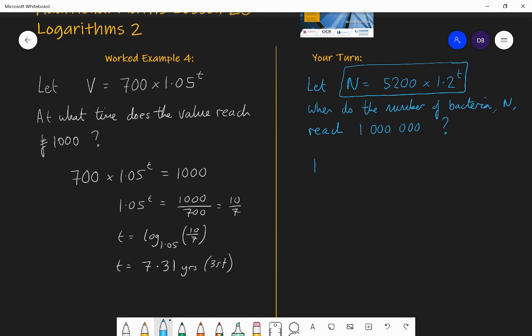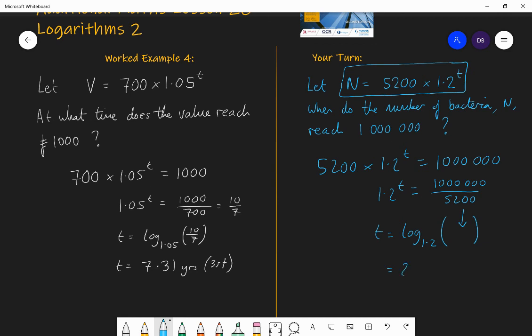Okay, so the answer to this, you firstly set 5,200 times 1.2 to the power of t equaling 1 million. At this point, you divide by 5,200, so 1.2 to the power of t is equal to 1 million divided by 5,200. And so then to find t, you do log base 1.2 of that value. And that is, to three significant figures, 28.8 hours after you start cultivating the bacteria in the Petri dish.